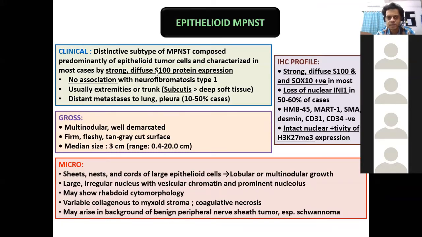So this is a distinctive subtype of MPNST, which is characterized by strong diffuse S100 expression. There is no association with neurofibromatosis 1. It is usually in the subcutis. Basically, you have the sheets and nests of large epithelioid cells. Sometimes they can show a rhabdoid morphology. And strong diffuse S100 positivity and SOX10, very, very helpful. Nuclear INI1 expression can be lost, just like rhabdoid tumor. That's one important thing. And unlike an MPNST, here the nuclear positivity of H3K27me3 is retained in this particular group of tumors.